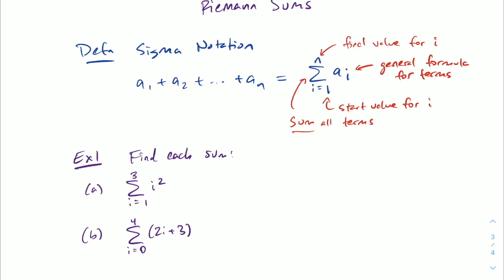The sigma notation means we're going to put 1 into this formula, so 1 squared. We're going to put 2 into this formula, 2 squared. And then we're going to put 3 into this formula. We're going to stop at 3 because 3 is our final value for i. And then we're going to add all these terms. So we get 1 plus 4 plus 9, which is 14.